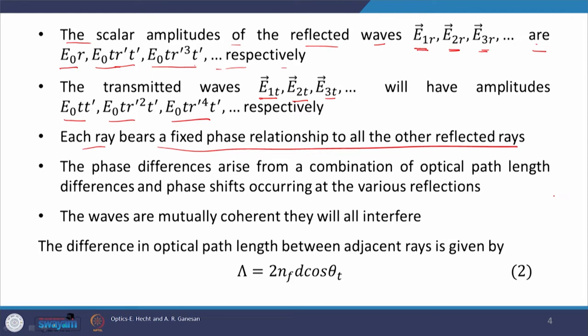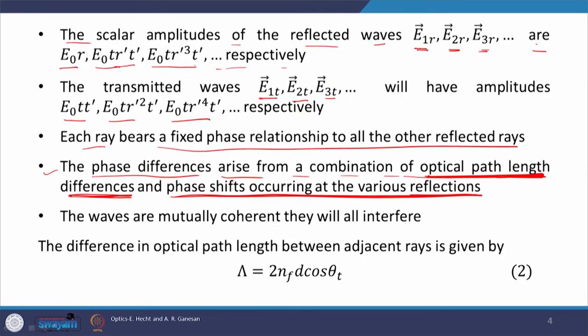Now, all these phase differences arise from a combination of optical path length differences and phase shifts occurring at various reflections. The phase relationship which the reflected as well as transmitted rays develop has two contributions. The first contribution is optical path length difference, because the different reflected rays traverse different thicknesses of the film. Similarly, different transmitted waves travel different thicknesses of the film, and therefore they have a certain phase relationship. This thickness of the film appears in the path length differences. This is the first contribution in the total phase.